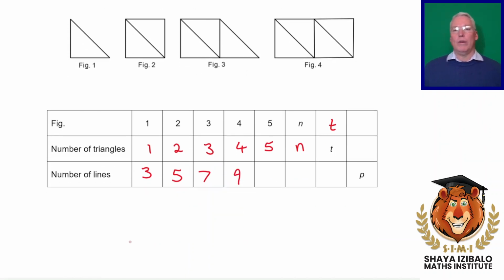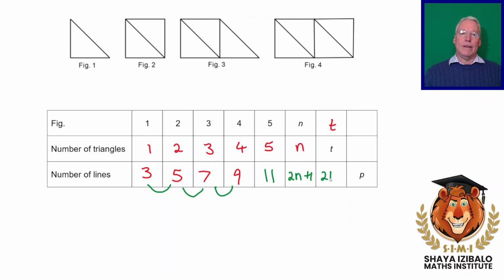Right, now we're going to look for a rule here. And as I've said to you all along, when this is growing by 2, that suggests multiplying by 2. So if we multiply our figure number by 2, we actually need to then add 1. Have a look. Multiply by 2, add 1. Multiply by 2, add 1. 2n plus 1. Multiply by 2, add 1. 2t plus 1.